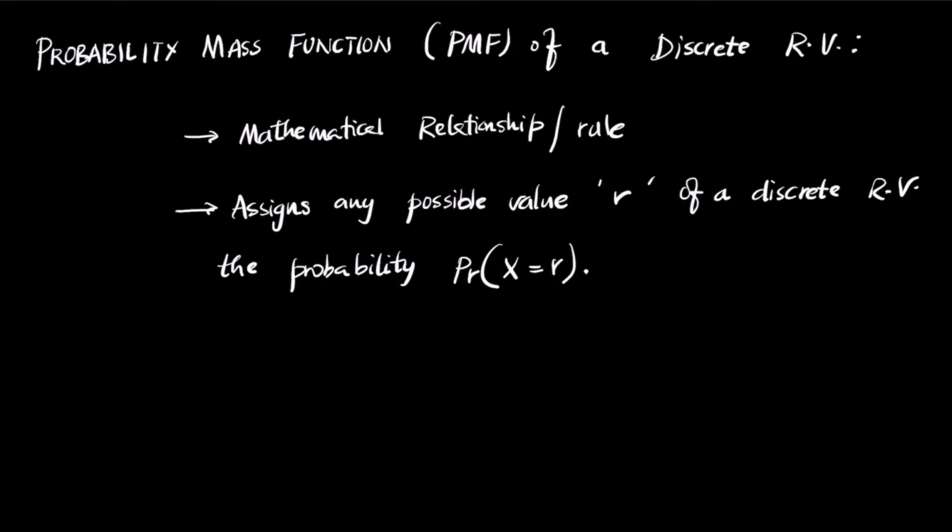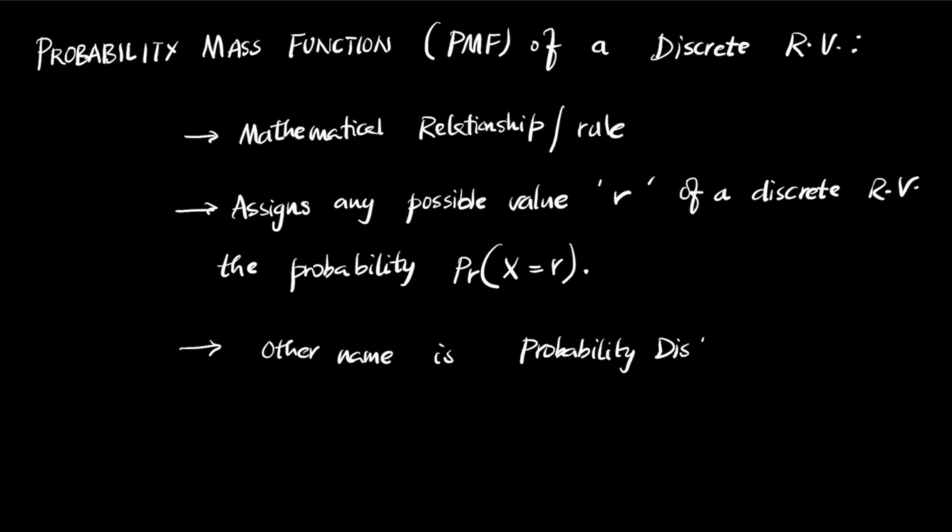It is a function that assigns any event a given probability. This assignment has to always be a positive probability, and the other name for probability mass function is probability distribution.